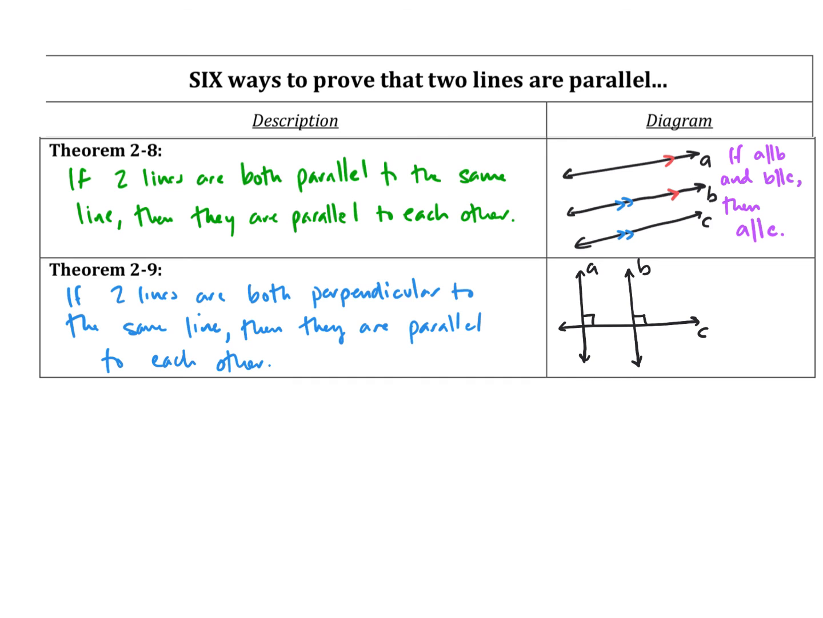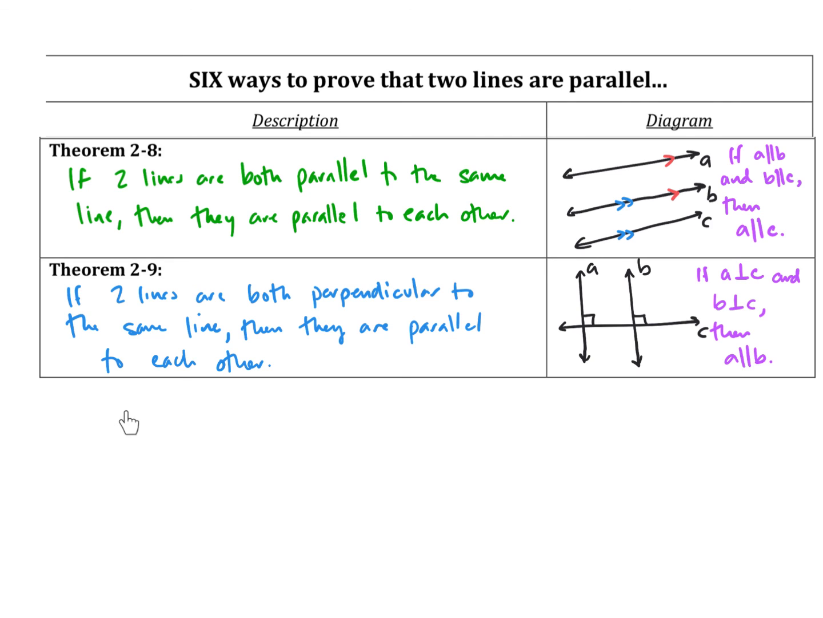So in this picture over here, if A is perpendicular to C, that symbol that I just used right here, that's the perpendicular symbol. It looks kind of like an upside down capital T. It stands for perpendicular. If A is perpendicular to C and B is perpendicular to C, then A would be parallel to B. A and B are both perpendicular to C, so they're parallel to each other.